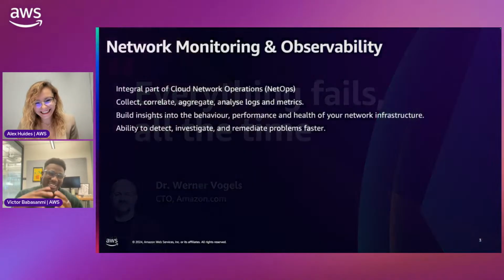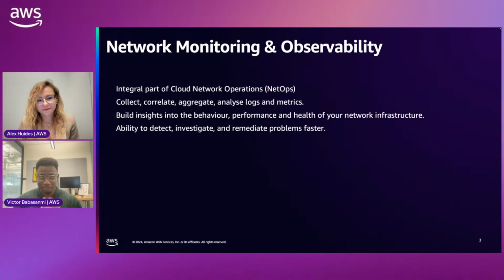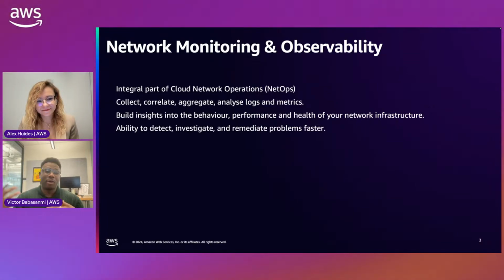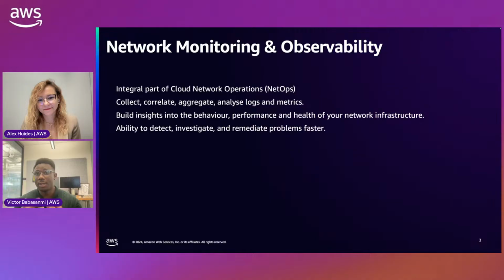So really, really important for you to have some observability. It's an integral part of every network operations team. And just like I said, the fact that we have all those logs and all those metrics being emitted from our different services, you want to be able to not just collect them, but also be able to analyze them, correlate them, to be able to find insights into what's happening within your infrastructure. And that helps you to be able to detect issues, find out what the root causes are, and to also take remedial actions to fix them when those issues occur.